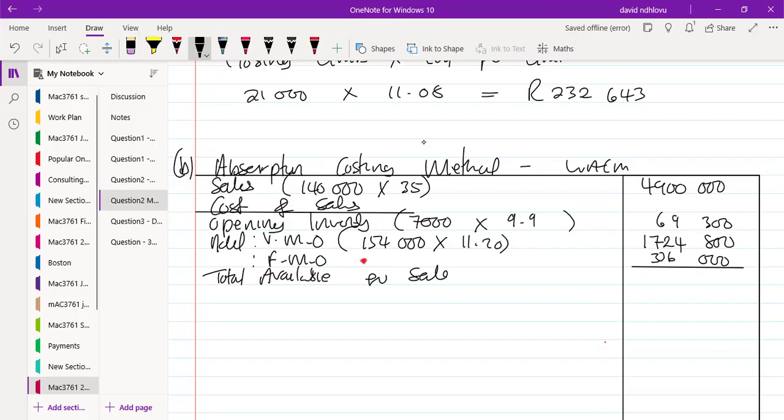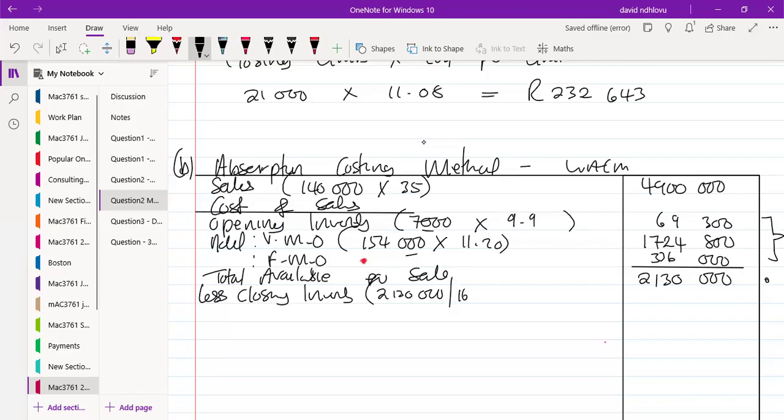Right, so we'll say 69,300 plus 1,724,800 plus 336,000. Then we are going to have 2,130,000. Then we say less closing inventory. Remember, we are still using the weighted average cost method. So we take the total cost inclusive of opening inventory and current production cost, 2,130,000. We divide by the number of units that give you that.